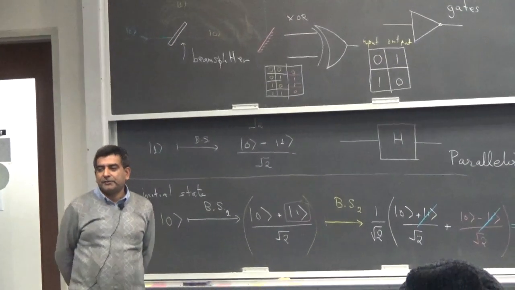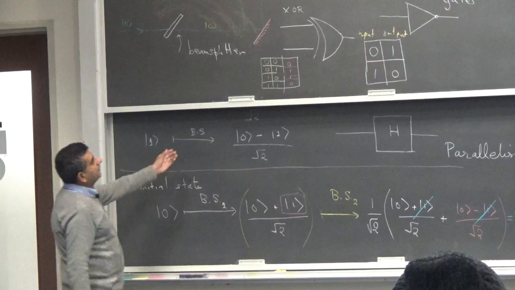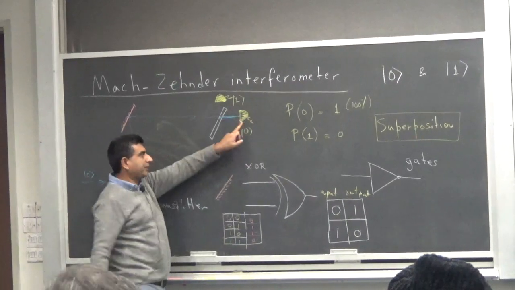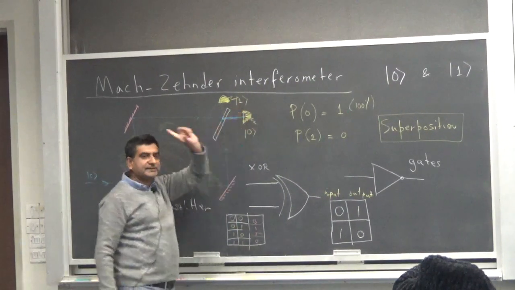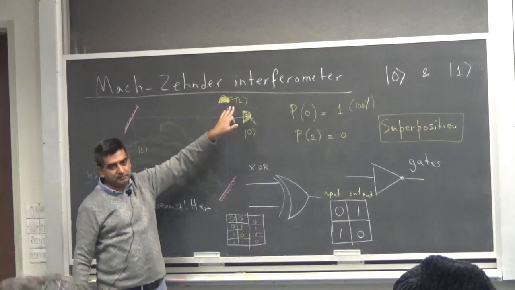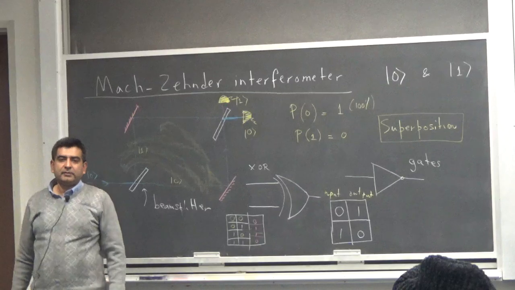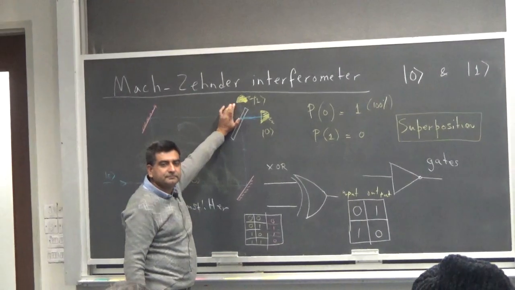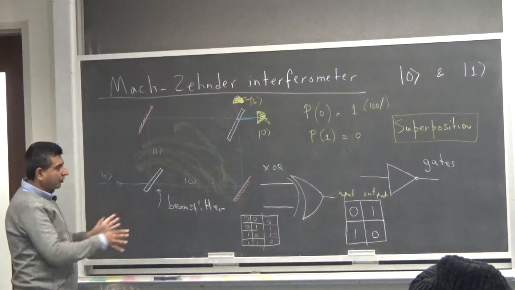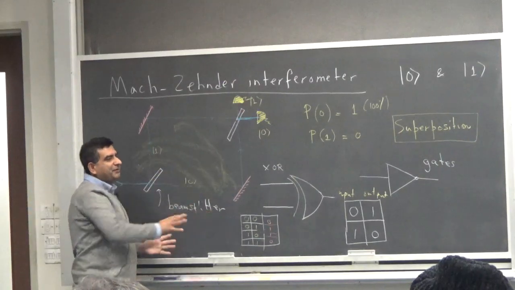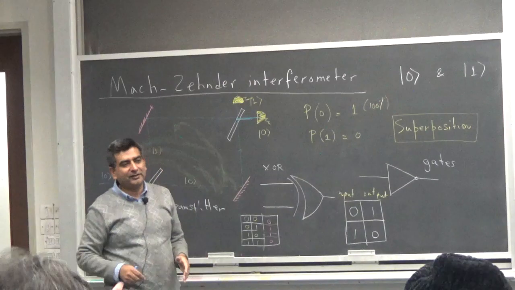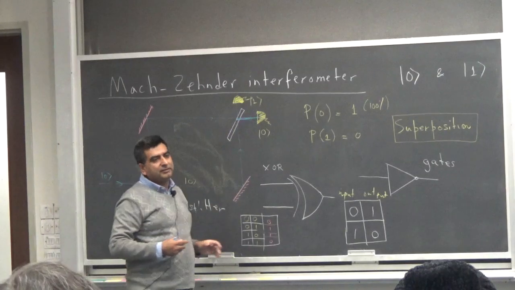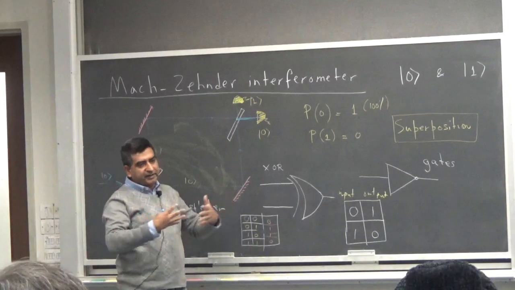Got it? So now what's happening is, if this path were ket 0, this detector is going to click with 100% probability. And the photon, the single photon, will never end up here, barring experimental errors or inaccuracies. It will never end up here. So what we've done is we've input a photon in a quantum state, a superposition has been created, and the only thing is that we're not aiming to measure what the superposition is. And at this beam splitter, the two possibilities are interfering.